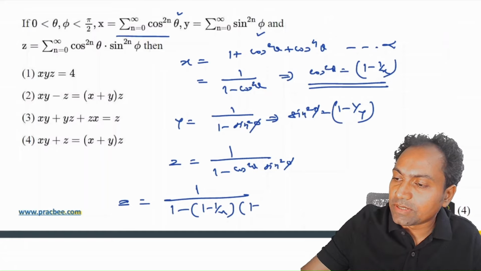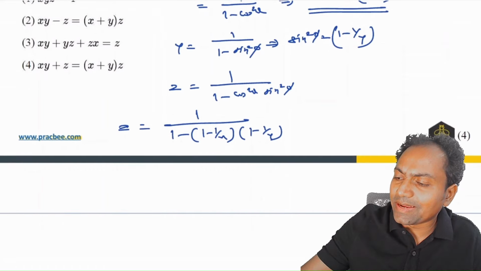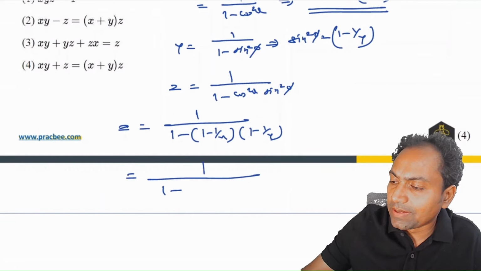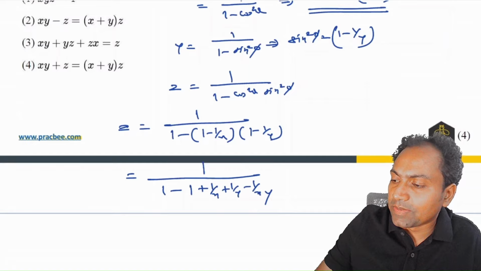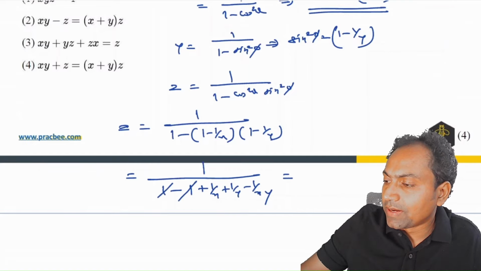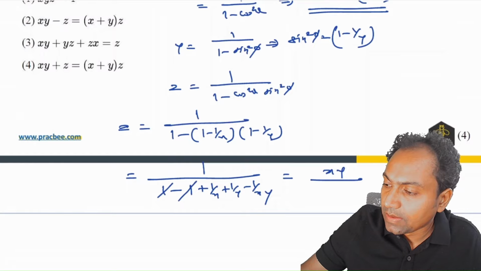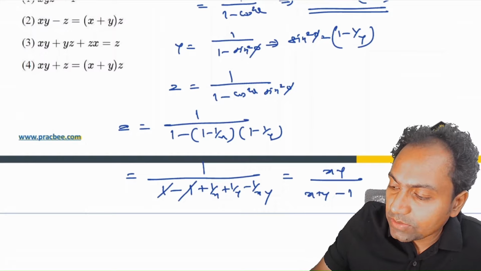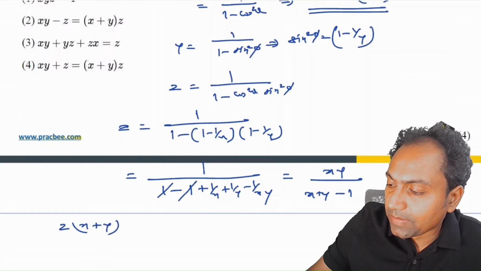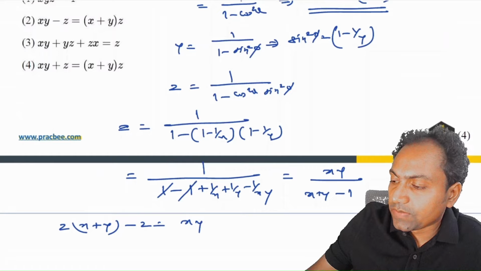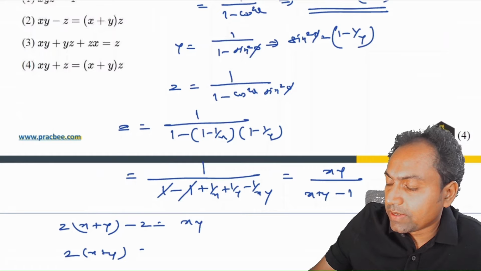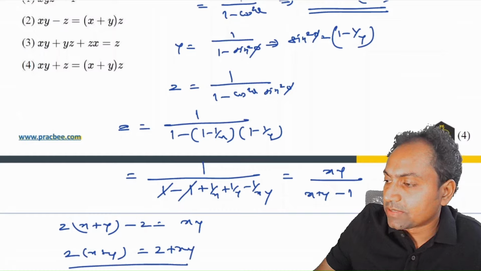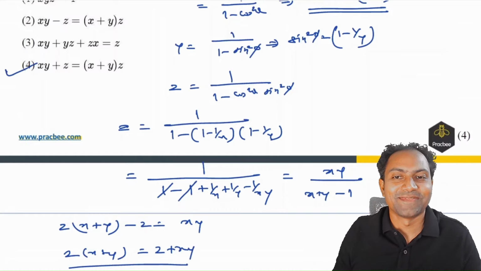And then if I take LCM, or I open the bracket first, then I get something very interesting. It becomes 1 upon 1 minus 1 plus 1 by x plus 1 by y minus 1 by xy. So this 1 gets cancelled out. If I take LCM, it becomes xy upon x plus y minus 1. Okay. And now I can cross multiply. So this becomes z into x plus y minus 1 is equal to xy. Or z into x plus y is equal to z plus xy. And you can see that this matches our option 4.